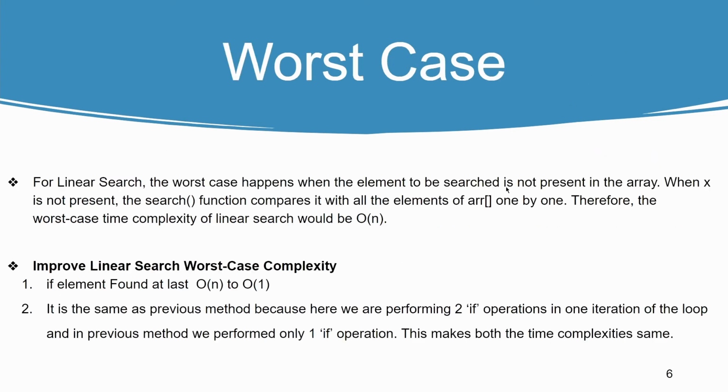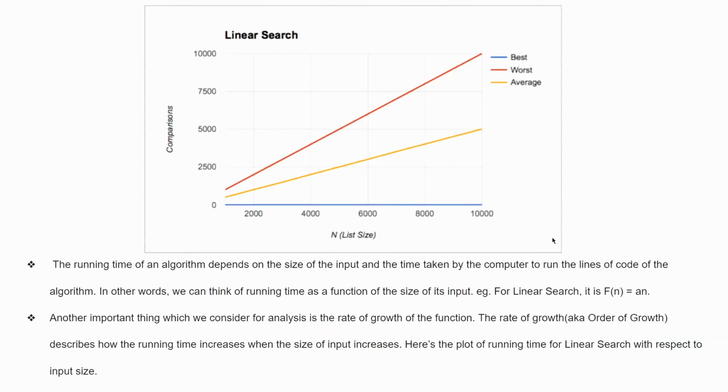Now we would just look at the worst case. For linear search, the worst case happens when the element to be searched is not present in the array. Suppose x is the element which we have to find out. So when x is not present, the search function compares it with all the elements of the array one by one. Therefore the worst case time complexity of linear search would be O(n). This notation is called the big O.